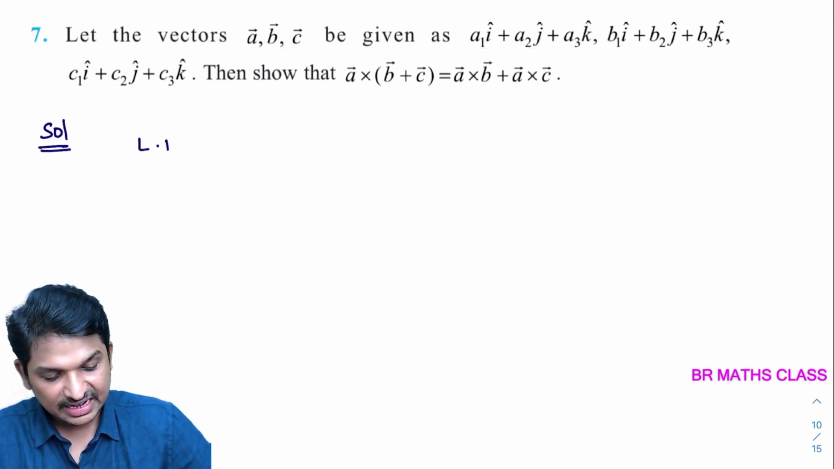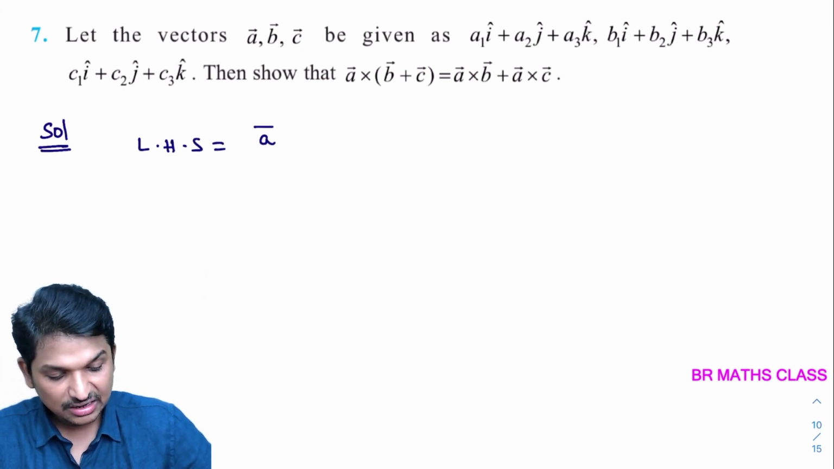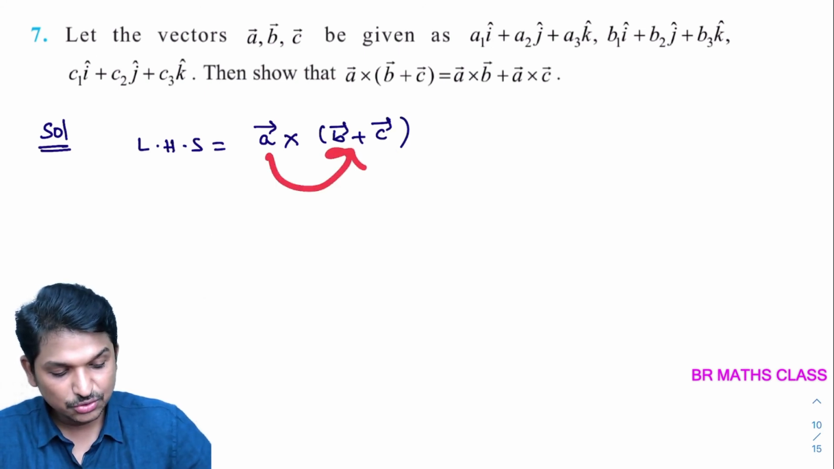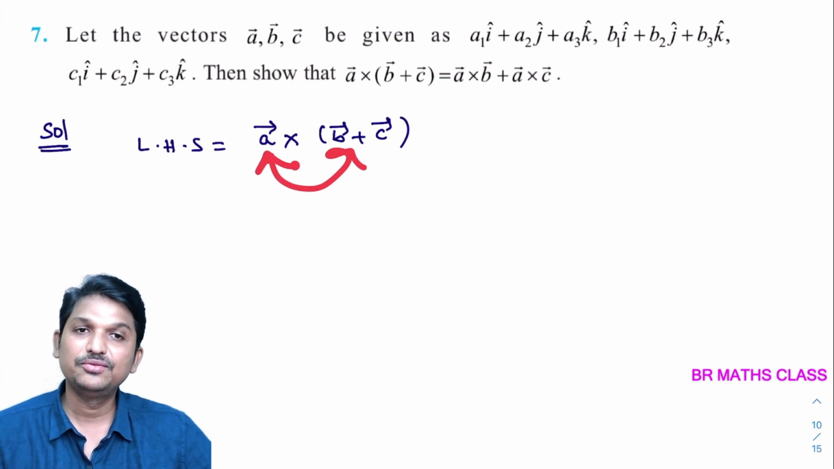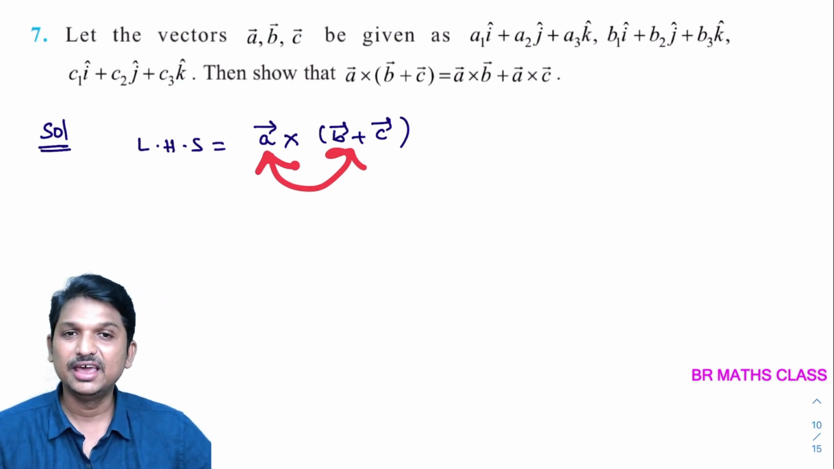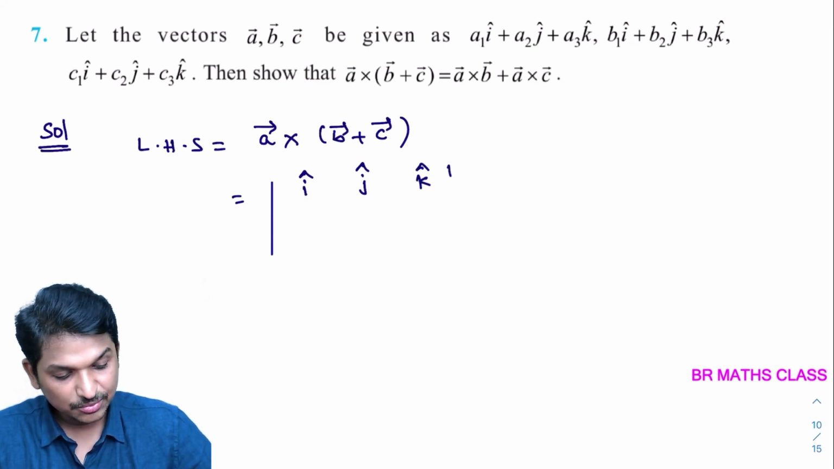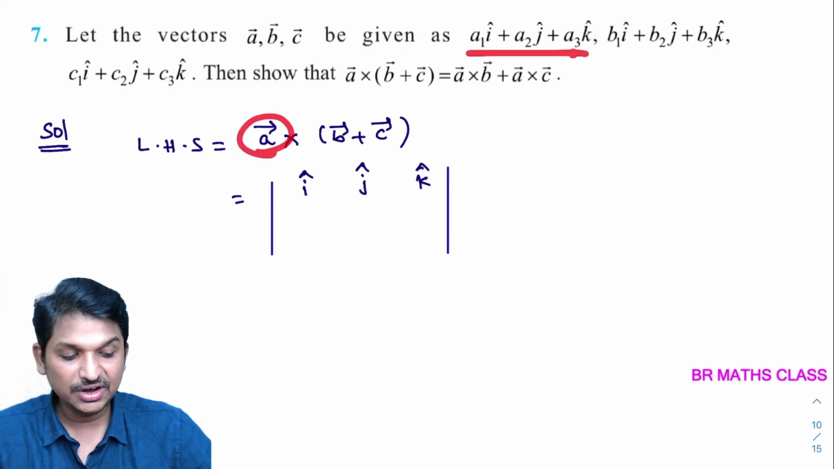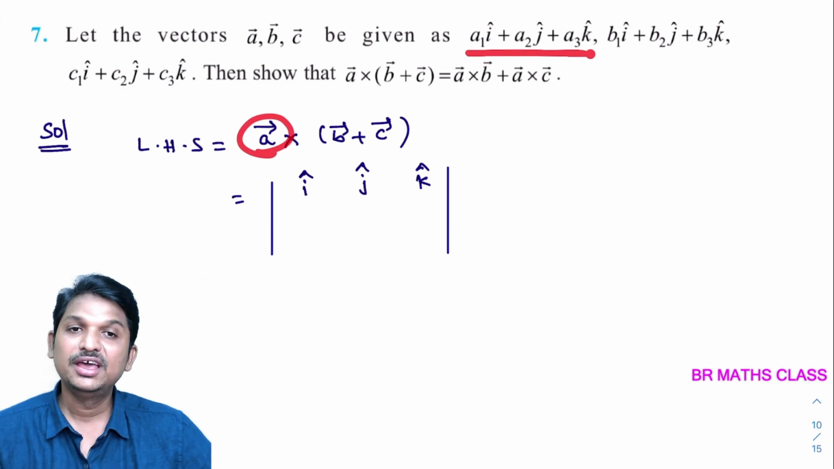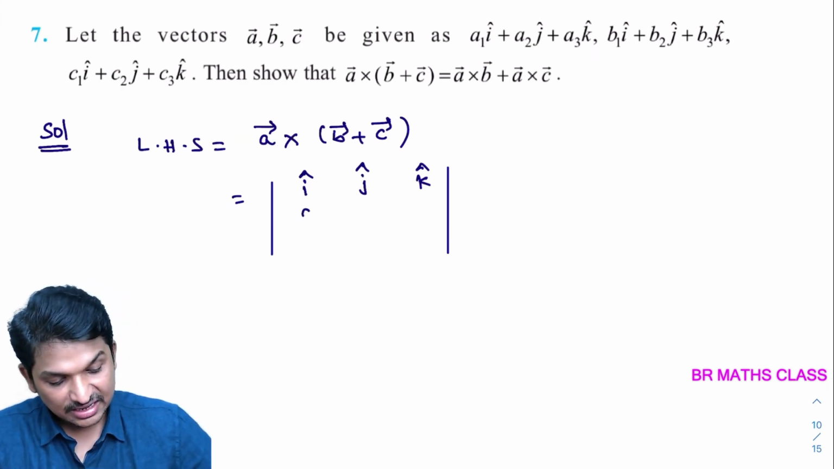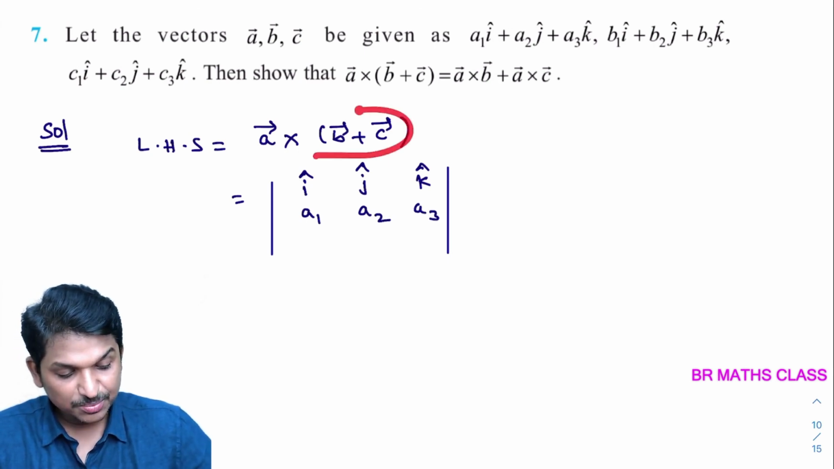First I'll take the LHS. What is LHS? A bar cross (B bar plus C bar), the cross product of these two vectors. How to calculate the cross product of two vectors? We have the formula, the determinant of i, j, k. So to calculate this, first I'll write i cap, j cap, k cap. What are A bar's components? Look here, A1, A2, A3. And here B bar plus C bar is there.